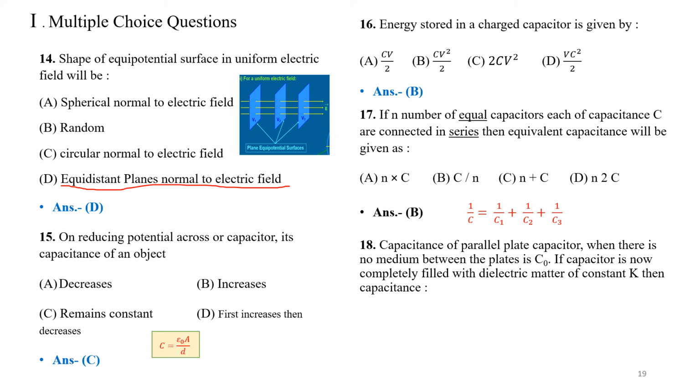Capacitance of a parallel plate capacitor when there is no medium between the plates is C0. If the capacitor is now completely filled with dielectric matter of constant K, then the capacitance will be K times C0. B is the answer.